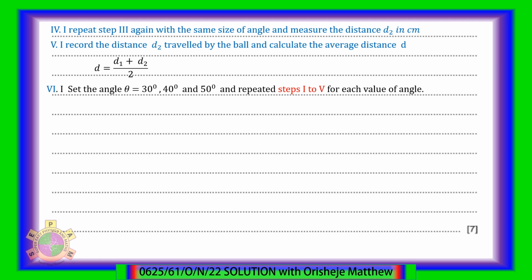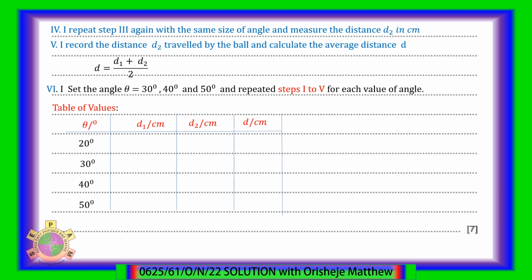I set the angle at 30 and repeat the process again. So repeat steps 1 to 5 for each value of angle: 30, 40, and 50 degrees. And then the table of values. So we have this: the angle theta measured in degrees, then distance measured in cm, D1 the first reading, D2 the second attempt, then the average. So I've shown you that. When you get your values, you can record that.